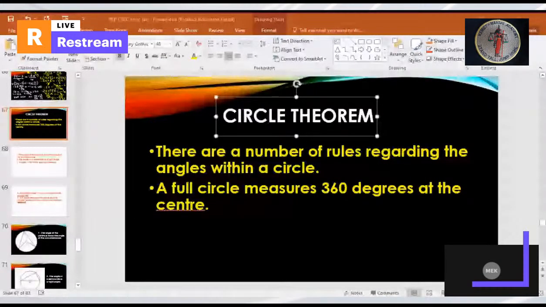Today we're going to be looking at the theorems and rules regarding a circle. We're going to look at some of those rules, the most relevant ones to the CSEC syllabus. We're going to look at 5 of the circle theorem rules, and there are others, but if you know 5 inside out, you'll be able to manage circle theorem questions on the CSEC exam.